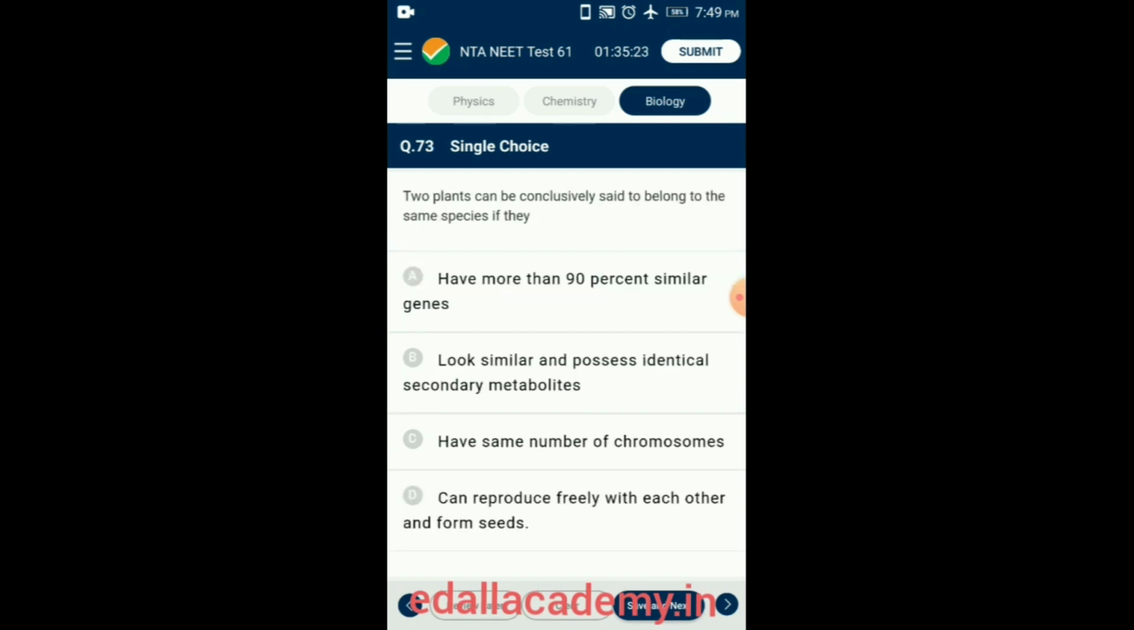Question number 73. Two plants can be conclusively said to belong to the same species if they, when the members of a species are interfertile and produce fertile offspring. So the answer is option D, can reproduce freely with each other and form seeds.